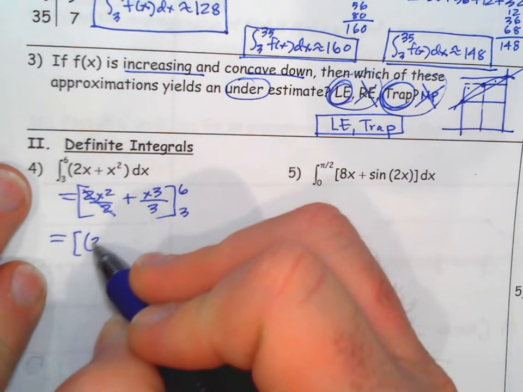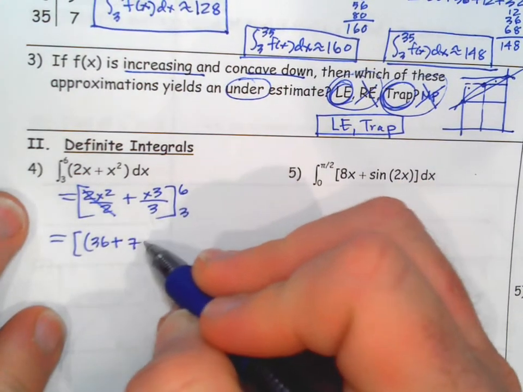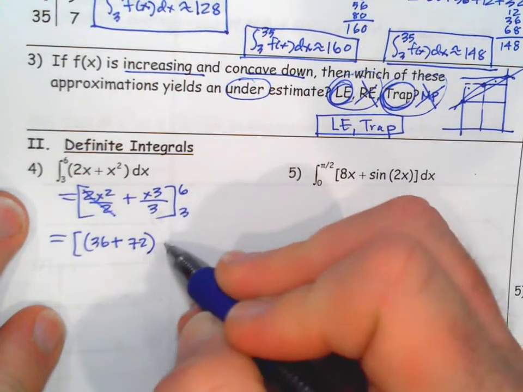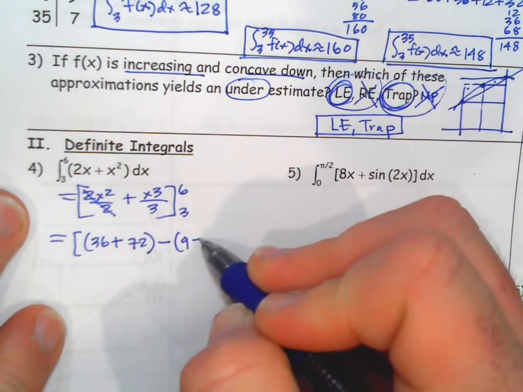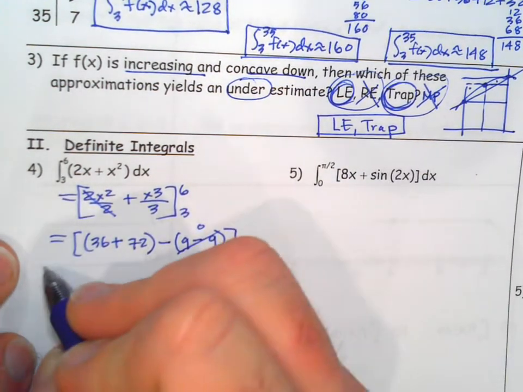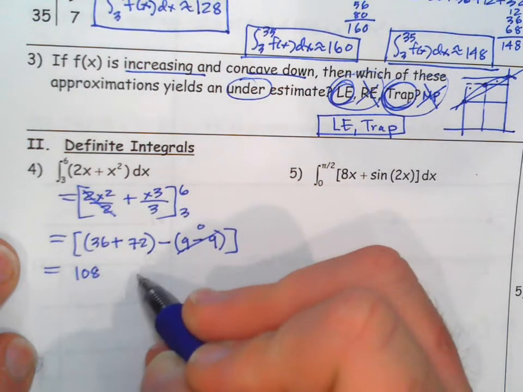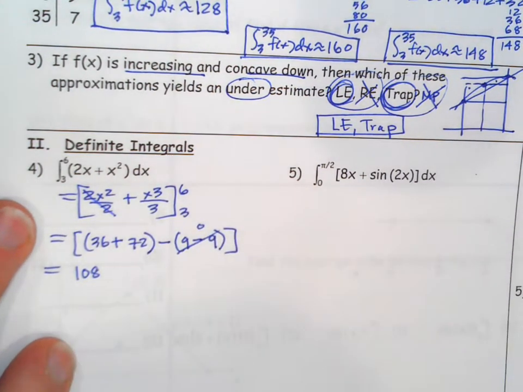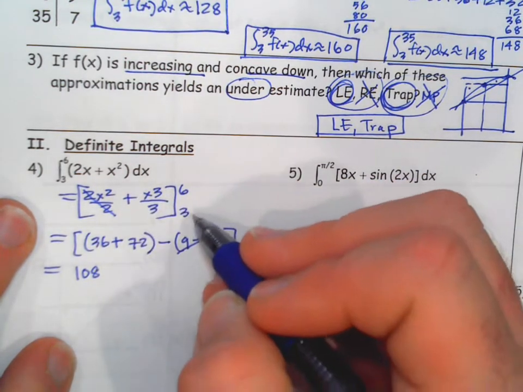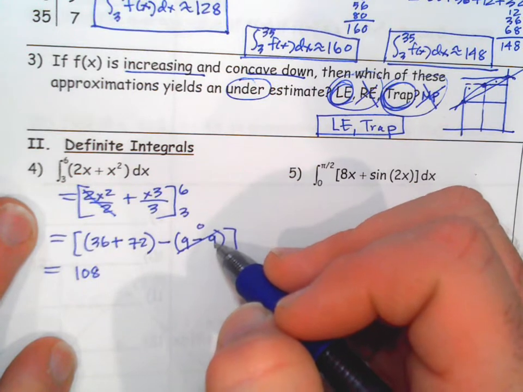Plug 6 in, 36 plus 72 minus 9 minus 9. That's going to be 0. So we're going to get 108. Oops, I think I made a mistake. Plug 3 in here. It's going to be 9 minus 27. I think that one's going to be 9 too.